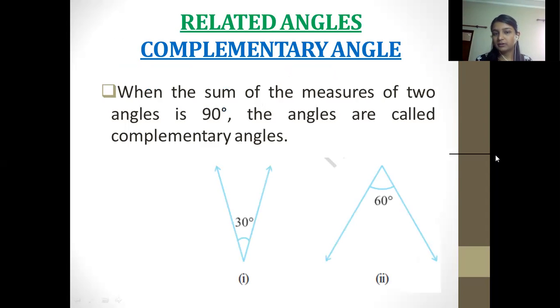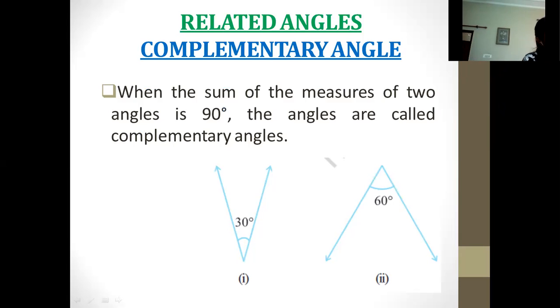It would be a related angle or complementary angle. We would be understanding about this. What are related angles and complementary angles? These are just synonyms to each other. When we are measuring two angles which are making a sum of 90 degrees, like in the figure also you can observe that.